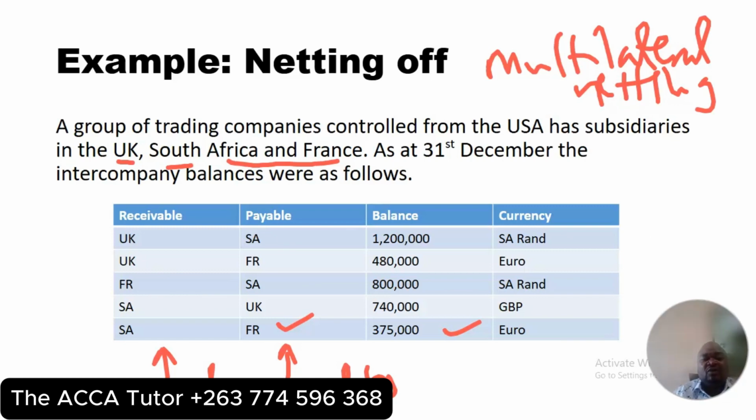So what it means is that the French company is actually owing the South African company 375,000 euros. Or in other words, the South African company is expecting to receive 375,000 euros from the French company.